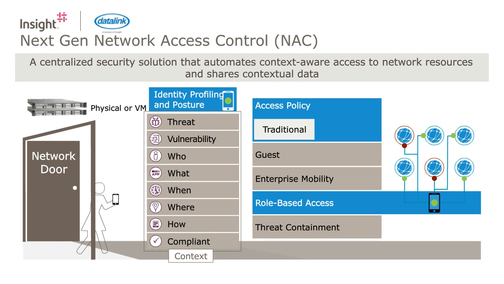So the contextual information is going to be the threat, the vulnerability, the who, the what, the where, the when, the how, and if that device is compliant. So Cisco Identity Services Engine, or Cisco ISE, is one of those next generation access control solutions. Cisco ISE is a centralized security solution that automates context-aware access control and assigns role-based access. And here's how it works.